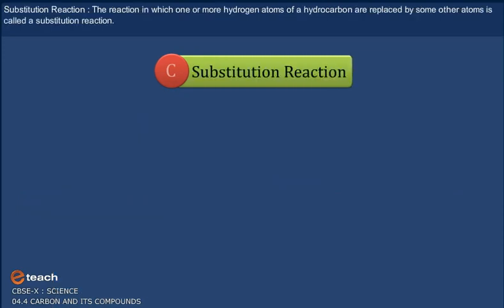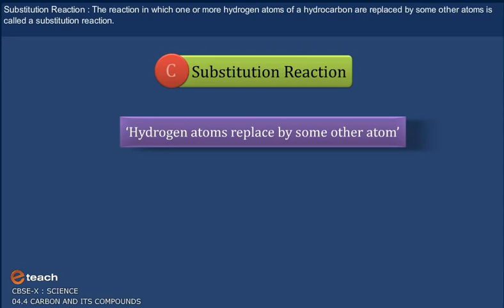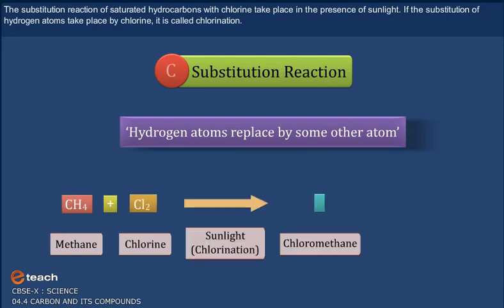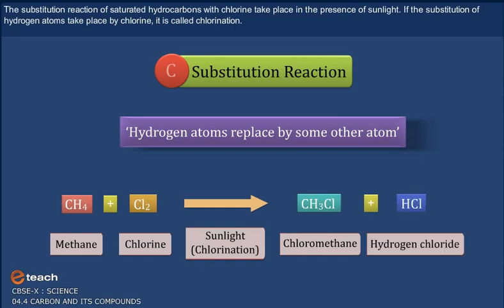Substitution reaction. The reaction in which one or more hydrogen atoms of a hydrocarbon are replaced by some other atoms is called a substitution reaction. The substitution reaction of saturated hydrocarbons with chlorine takes place in the presence of sunlight. If the substitution of hydrogen atoms takes place by chlorine, it is called chlorination.